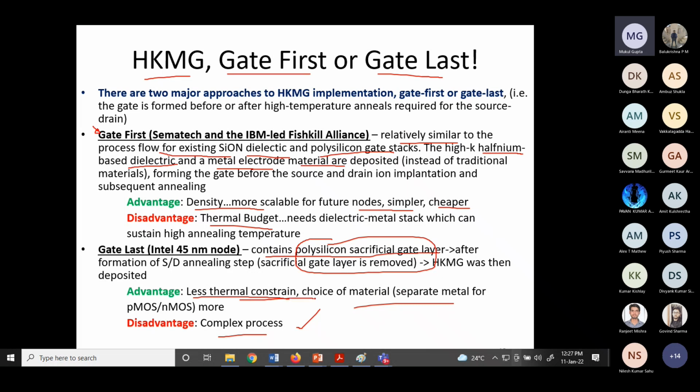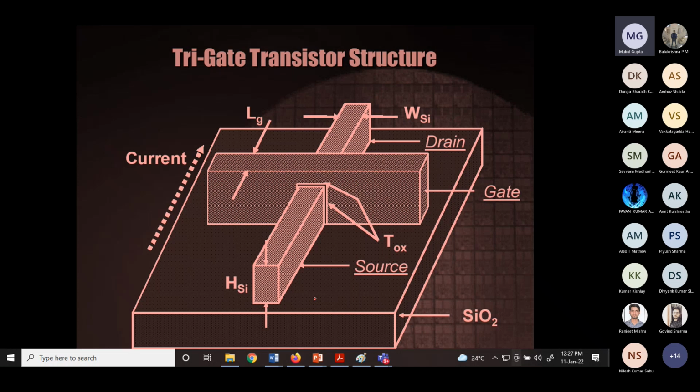So industry is divided on whether to use the gate first or gate last approach, and people use different approaches depending on their expertise and their innovations, right? Now, I'm just ignoring this slide. We will discuss it later on.